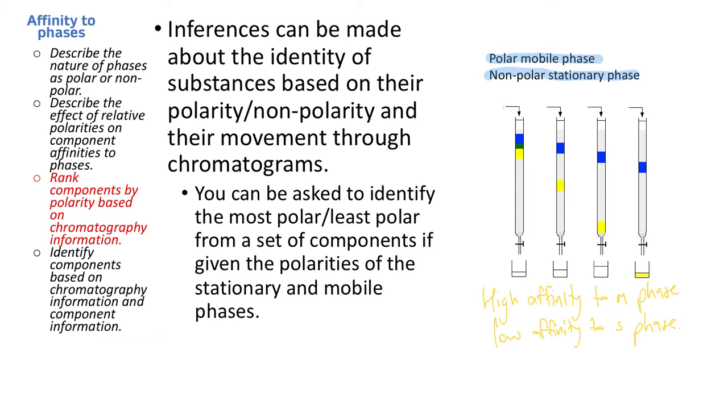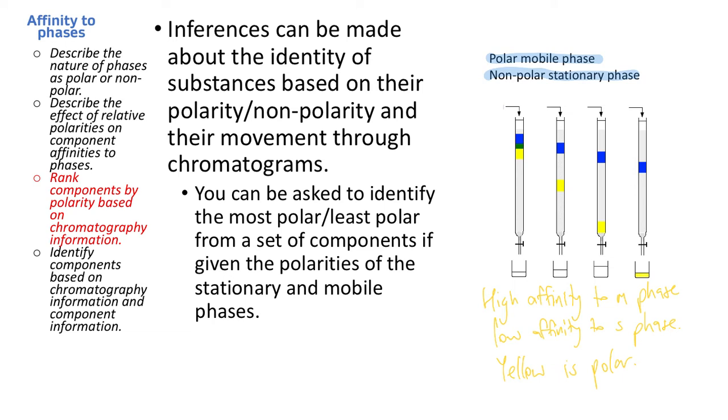And thus, because it has a high affinity to the mobile phase and low affinity to the stationary phase, and your mobile phase is polar and your stationary phase is non-polar, it is likely that the yellow component is polar, right? Because it has a high affinity to that polar mobile phase and low affinity to the stationary phase, which happens to be non-polar in this case.